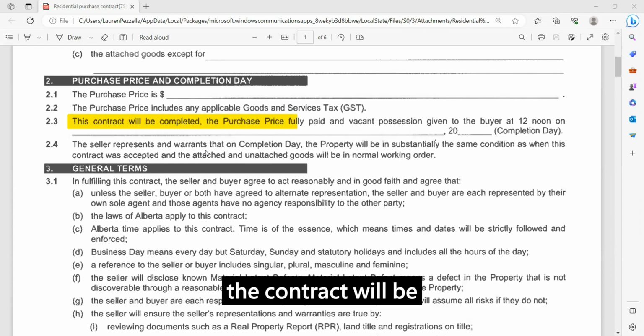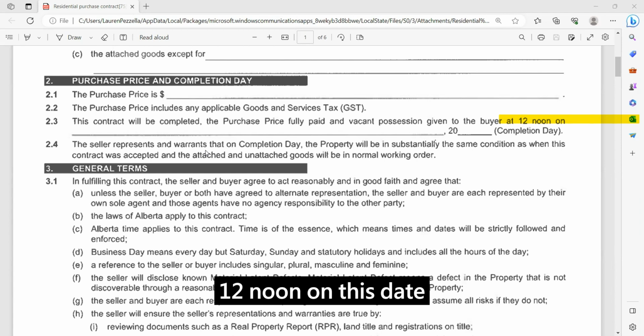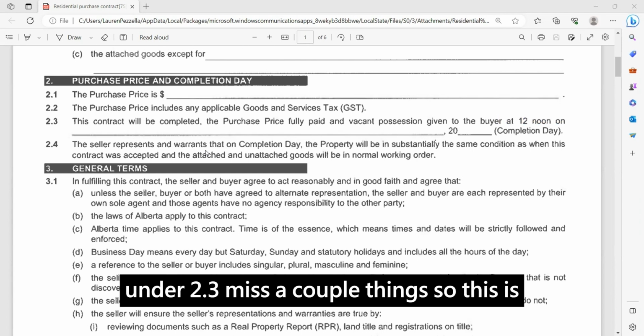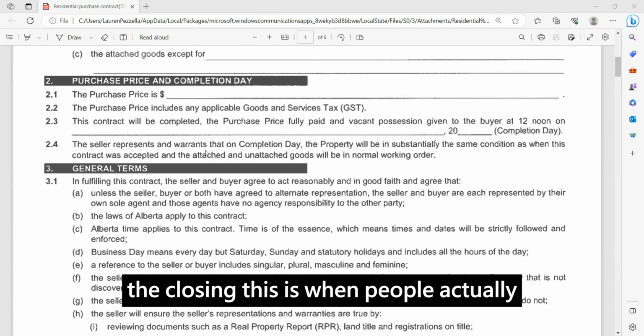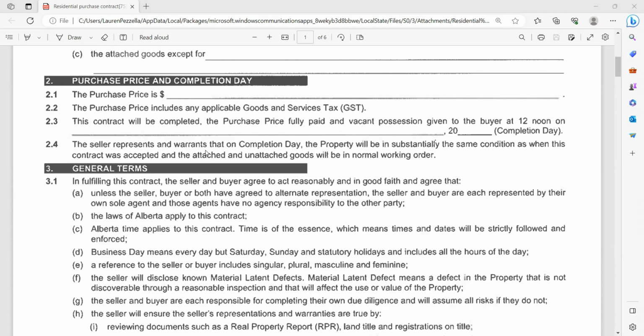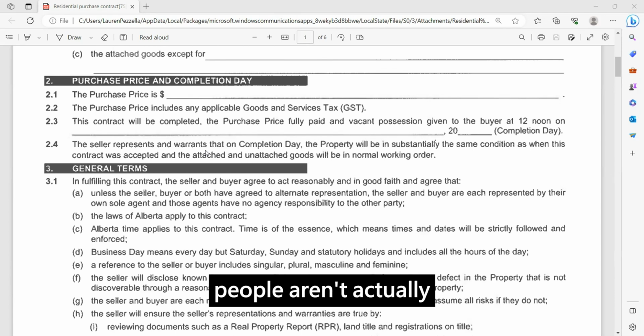The contract will be completed and the purchase will be fully paid and vacant possession given to the buyer at 12 noon on this date. A lot of times people under 2.3 miss a couple of things. So this is the closing date. This is when people actually switch into that new house. And what does vacant possession mean? Vacant possession means that people aren't actually there anymore.